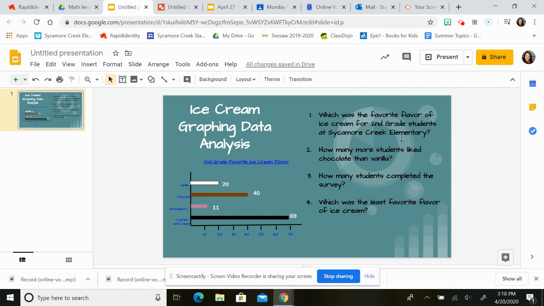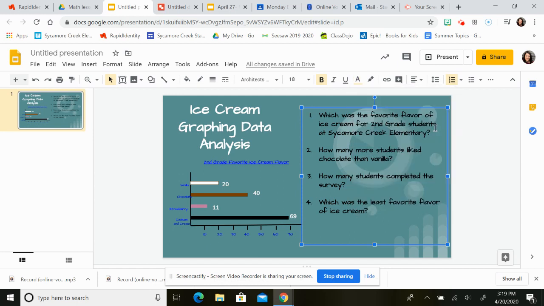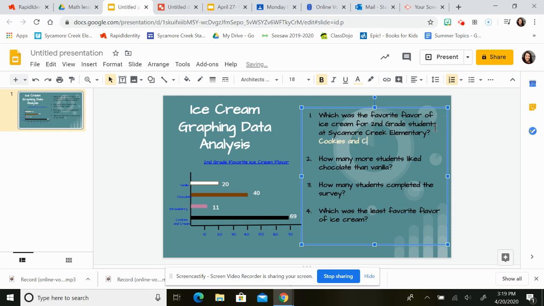Question number 1. Which was the favorite flavor of ice cream for second grade students at Sycamore Creek Elementary? So I'm going to go down to my graph and find the bar that's the longest. Wow, that bar right here at the bottom. Look how long that bar goes. It is much longer than all the other bars on this graph, and that was for cookies and cream. So I'm going to write the answer, cookies and cream. That's very easy to see what we like at Sycamore Creek.